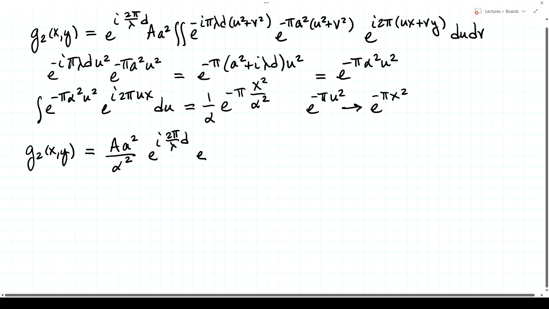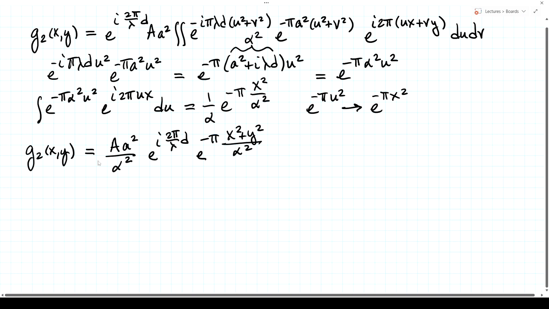So e to the minus pi x squared plus y squared over alpha squared. Now, alpha here, which in the alpha squared, by the way, if we just look back at our definition right there, that's the alpha squared right there. So alpha squared is complex, so it's nice to break that up explicitly into real and imaginary parts. Let's deal with this term first.